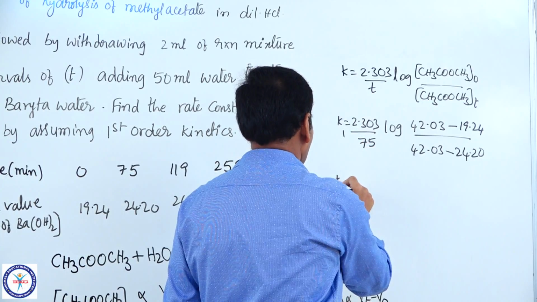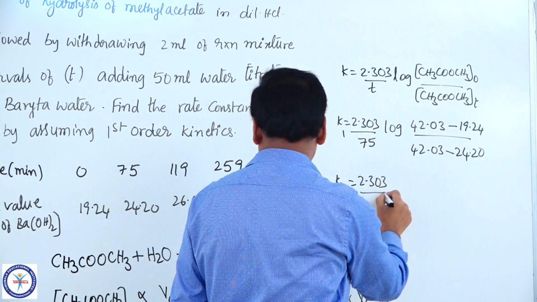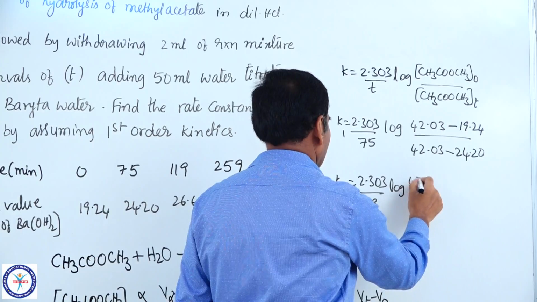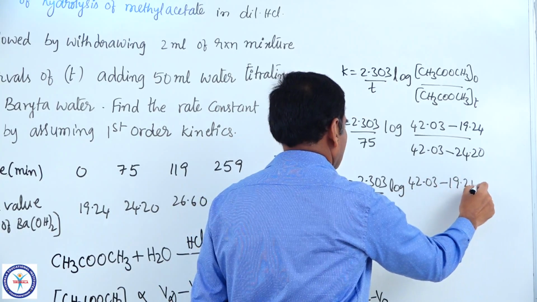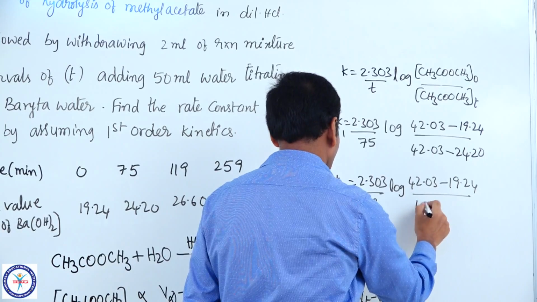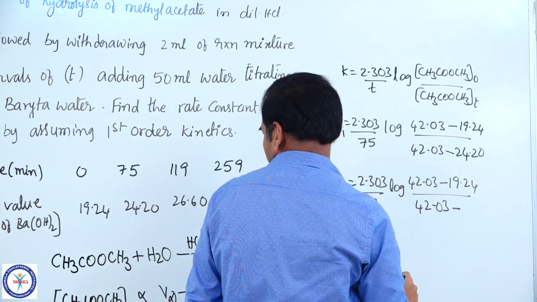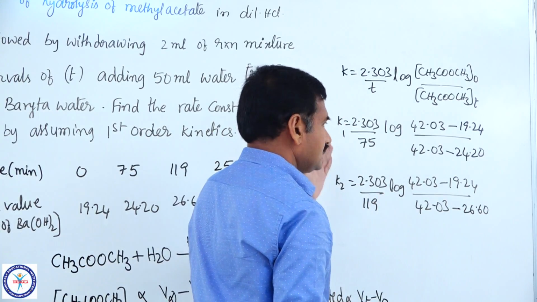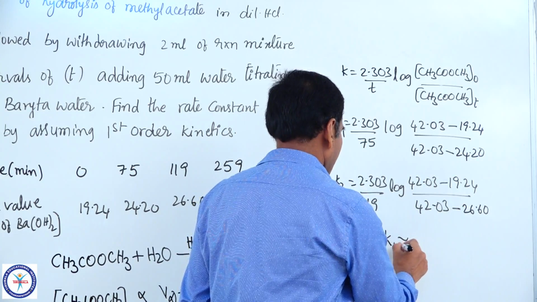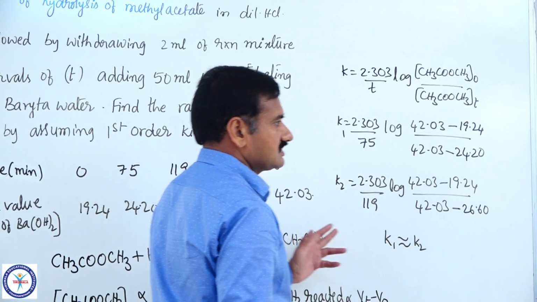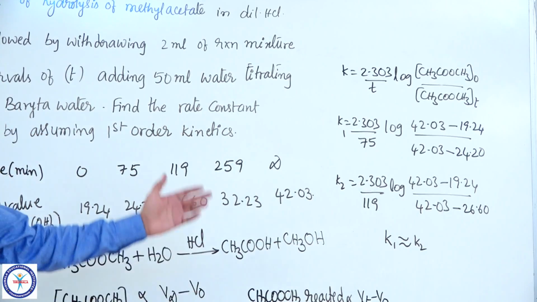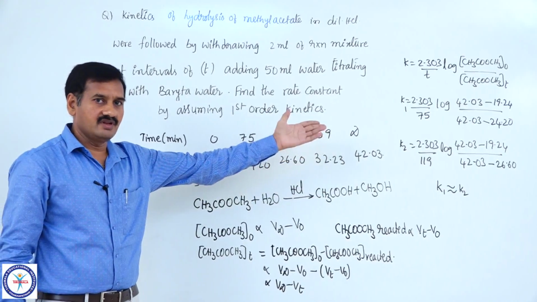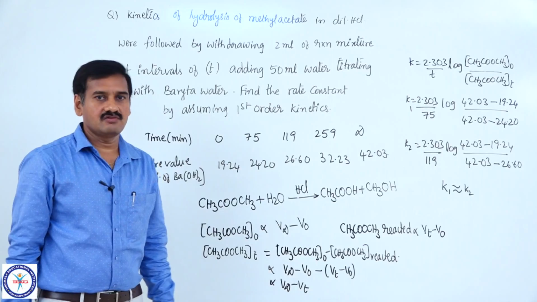Similarly, K2 also you have to find out: 2.303 divided by T, which is 119 minutes, into log of 42.03 minus 19.24 divided by 42.03 minus 26.6. So, both the times the value of K is approximately same, K1 approximately equal to K2, means this reaction also follows first order kinetics and the value of K you are able to calculate. Similarly, in the next experiment also you can find out K. The average of all those K values is the actual value of rate constant K.